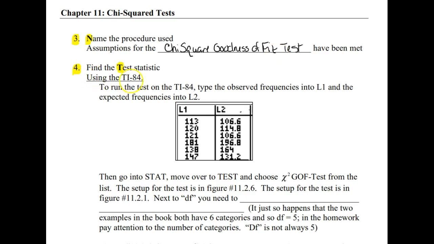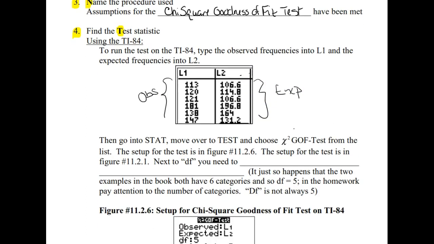All right, so step 4 says to find the test statistic. So using the calculator, we would again put our observed frequencies in L1, and these expected ones that we just computed would go into L2. Then we're going to go into STAT and move over to TEST and then scroll down and find the chi-square goodness of fit test from the list, and the setup for the test is in figure 11.2.6 below.